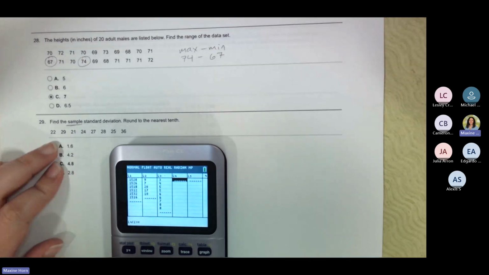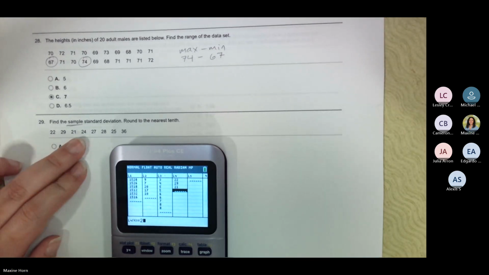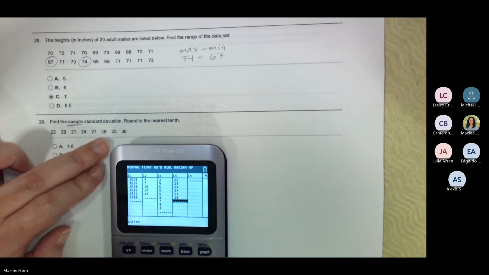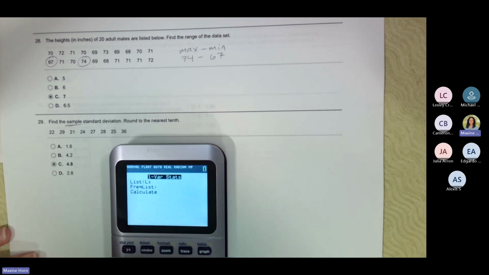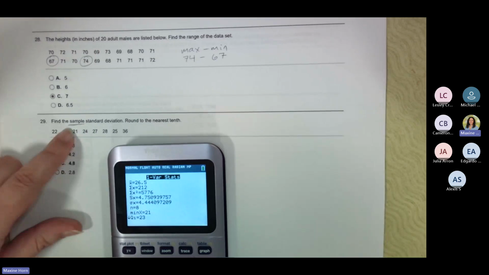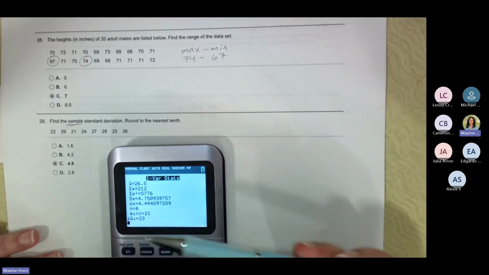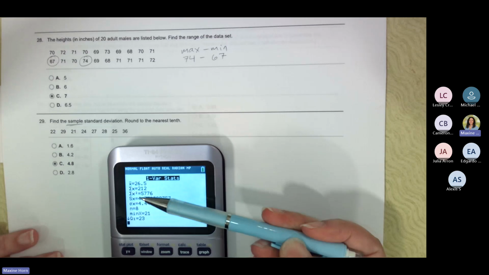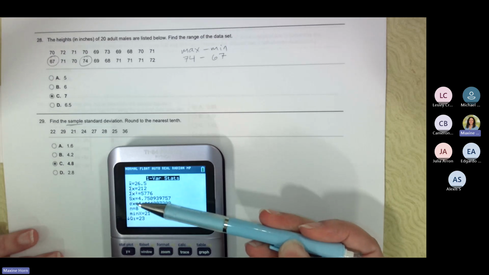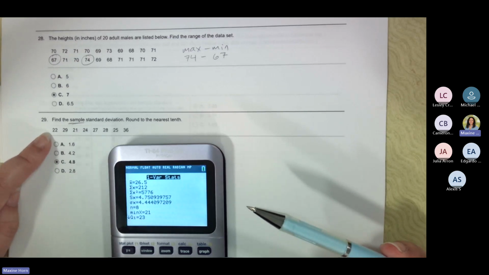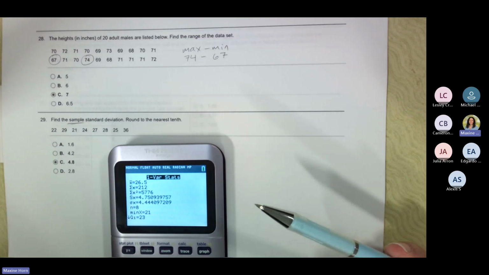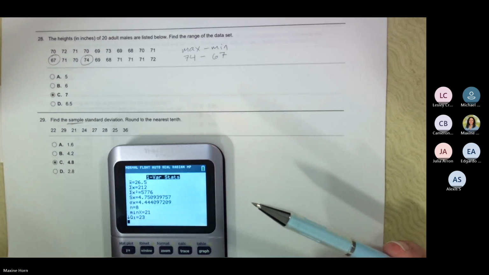I'm just going to put it in L4. And we're going to calculate: stat, calc, 1-Var Stats. I'm in L4 at this point. Okay, so the sample standard deviation. You'll notice that the calculator has the sigma, but it also has an S, right? Because the calculator doesn't know if this is the entire population or just a sample. You have to tell it, or you have to interpret what it can provide to you. It doesn't know if you've provided it with a sample or with a population.